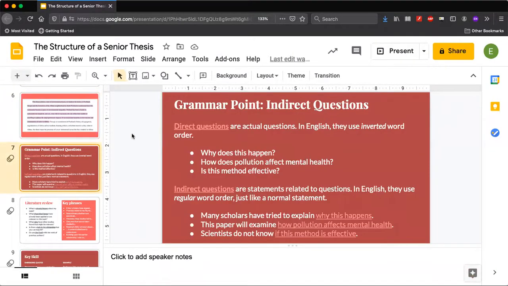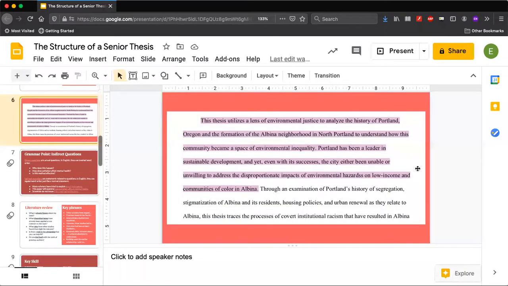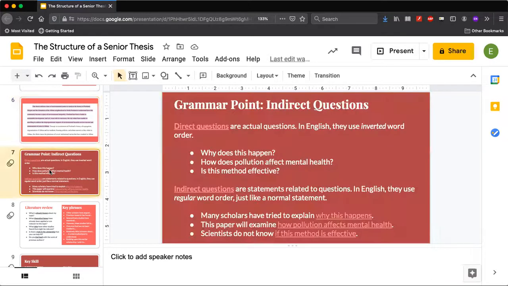Okay, so here's a grammar point that I wanted to include here just because it seems like it's a big problem for a lot of non-native English speakers. So indirect questions. If you notice from the first sentence here, this thesis is trying to understand how this community became a space of environmental inequality. This is an indirect question.